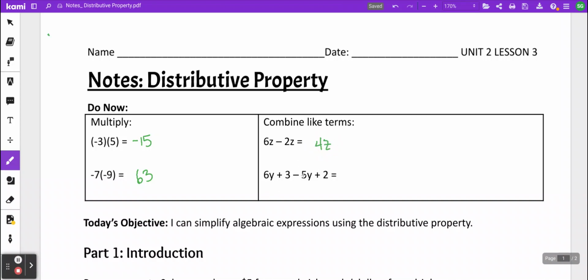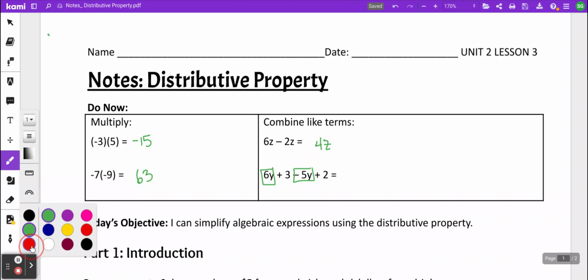For the second expression, we've got 1, 2, 3, 4 different terms. There are 2 types of terms here. There are my y's. I can combine 6y minus 5y. Make sure you're always using the sign in front of the number. And we can also combine numbers. I can combine my 3 and my 2. It doesn't matter what order you do that in. So if you want to say 3 plus 2 is 5 first, you can do that. When you combine your 6y minus 5y, 6 minus 5 gives us 1y. And so if you say plus 1y, that's fine.